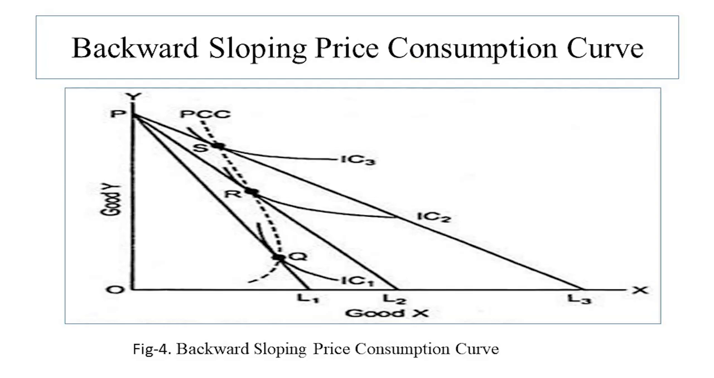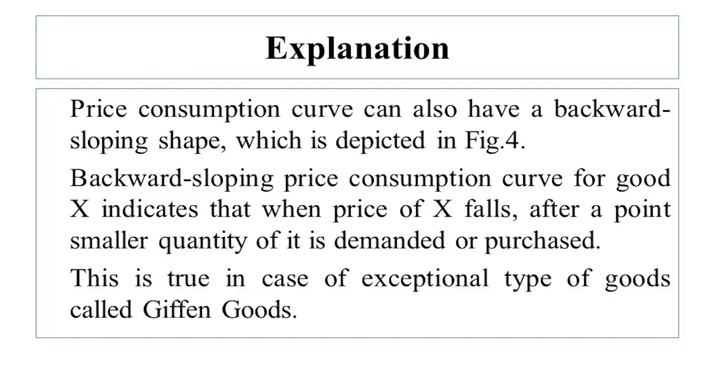Next is the backward sloping price consumption curve. The price consumption curve can also have a backward sloping shape, which is depicted in figure 4. A backward sloping price consumption curve for good X indicates that when the price of X falls, after a point, a smaller quantity of it is demanded or purchased. This is true in the case of exceptional types of goods called Giffen goods.